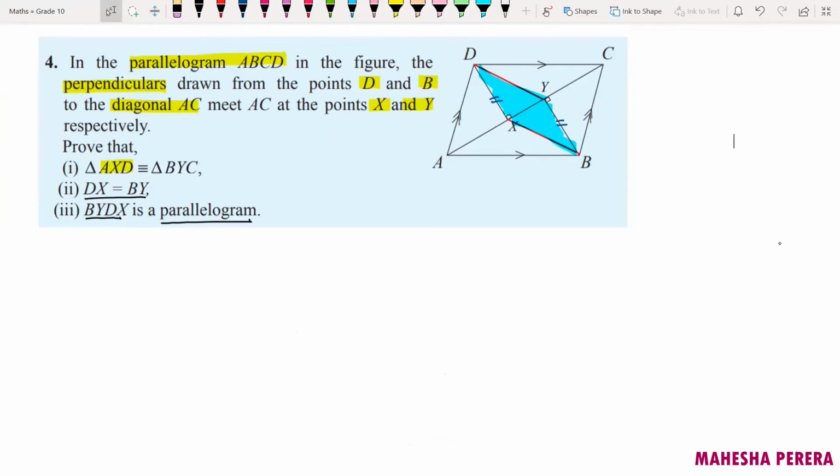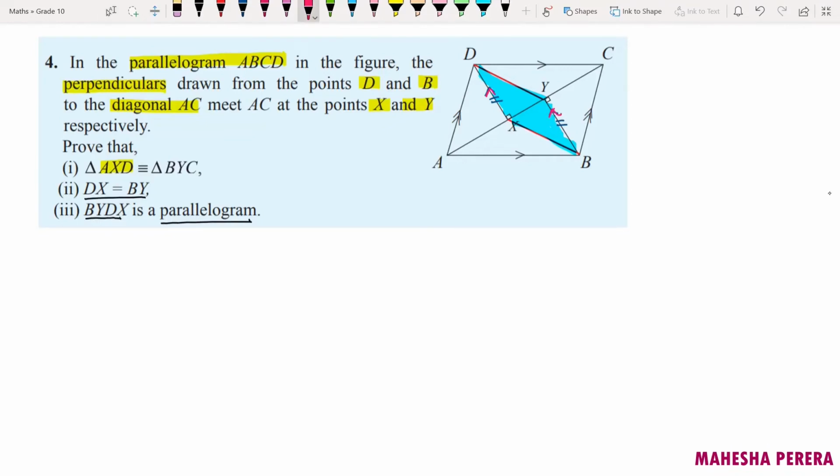Now, if we can prove that these two lines are parallel, we can use the theorem. Do you remember the theorem? If a pair of opposite sides are equal and parallel in a quadrilateral, that quadrilateral is a parallelogram, right? So shall we try to prove that these two sides are parallel?